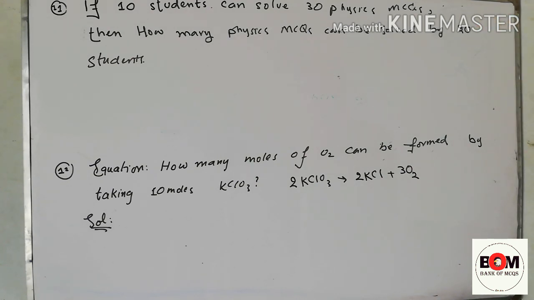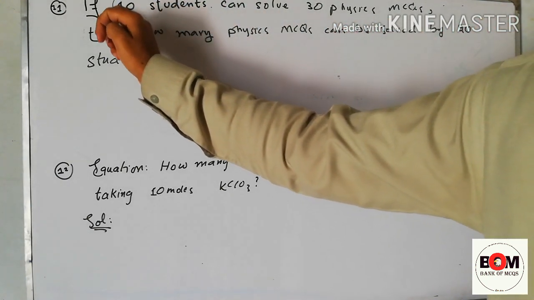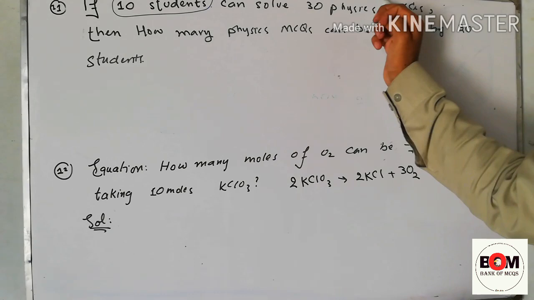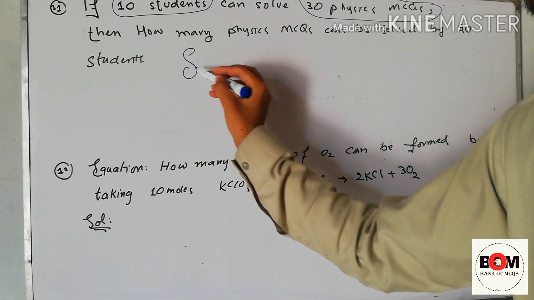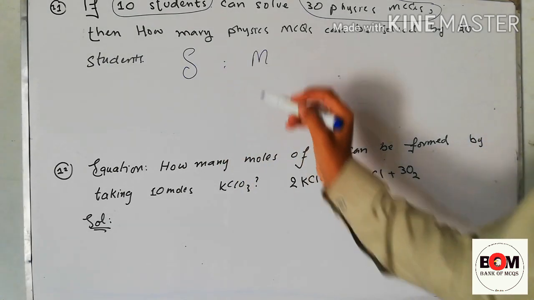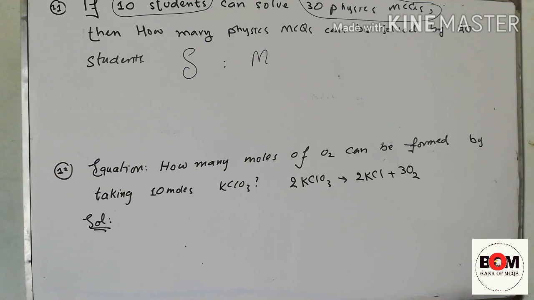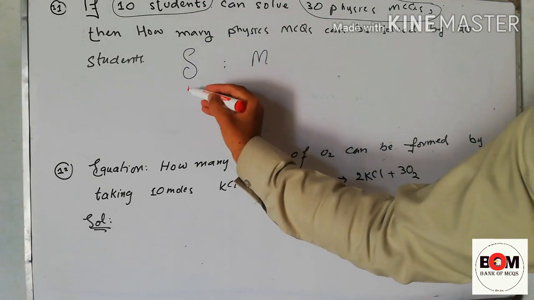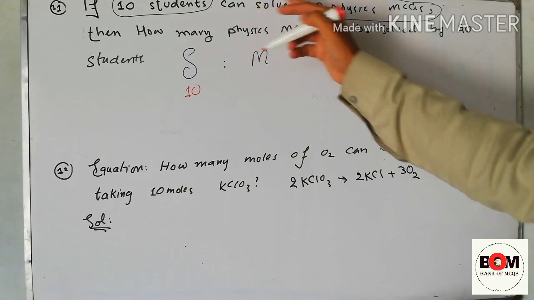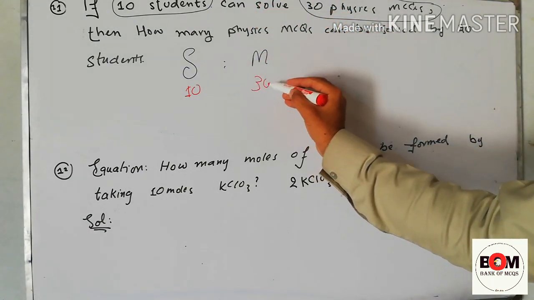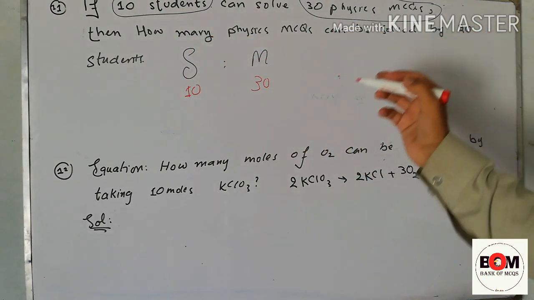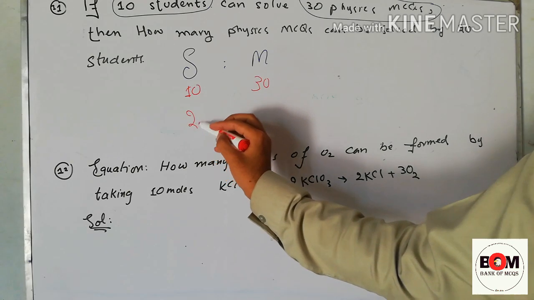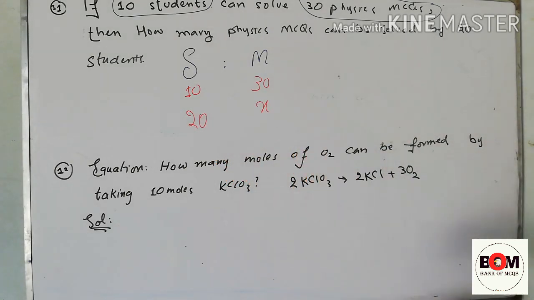First of all, you have to take the comparison of the two substances that they have given. Now, they have given the relation between students and physics MCQs. So we will write S for students and M for MCQs. The initial ratio is 10 students solve 30 MCQs. In the next ratio, they ask how many physics MCQs are solved by 20 students. So they gave the students, 20, and they have asked for MCQs.